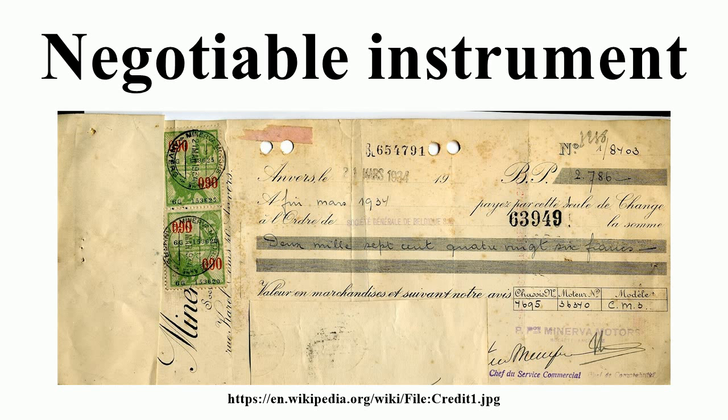Thus, the drawer may draw on himself, payable to his own order. A bill of exchange may be endorsed by the payee in favor of a third party, who may in turn endorse it to a fourth, and so on indefinitely. The holder in due course may claim the amount of the bill against the drawee and all previous endorsers, regardless of any counterclaims that may have disabled the previous payee or endorser from doing so. This is what is meant by saying that a bill is negotiable.